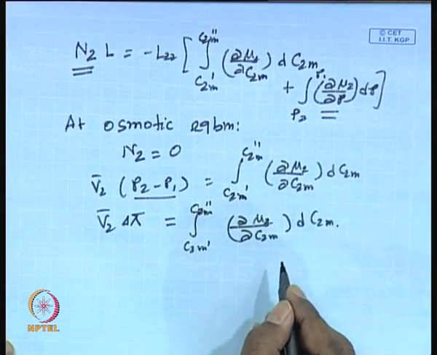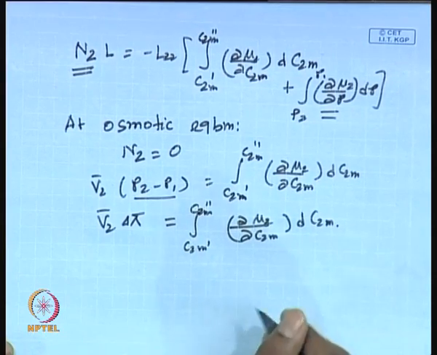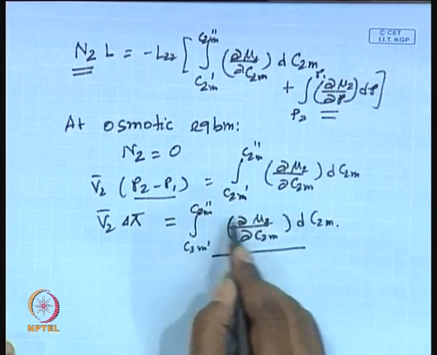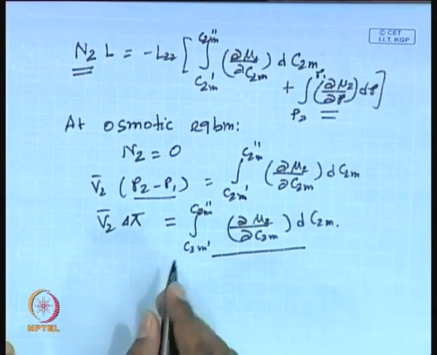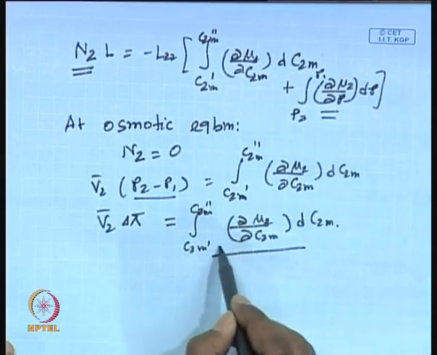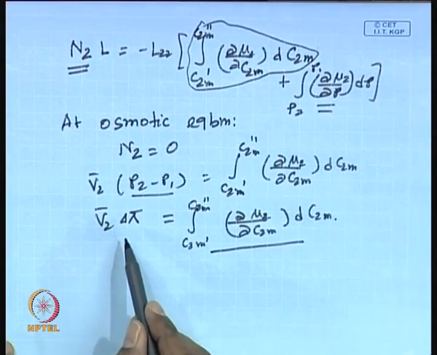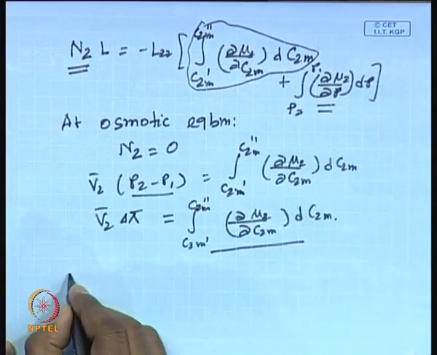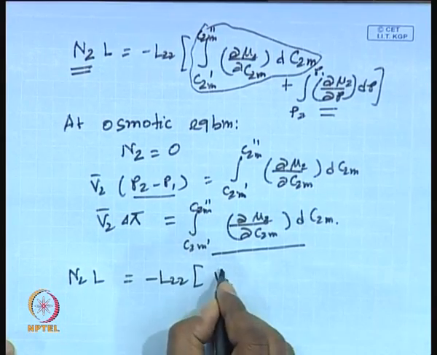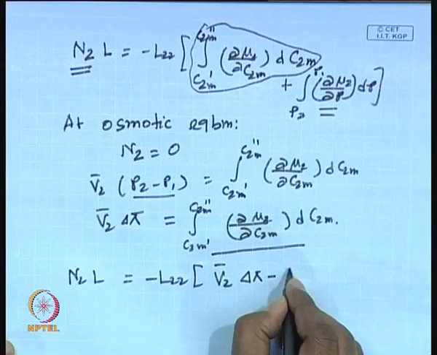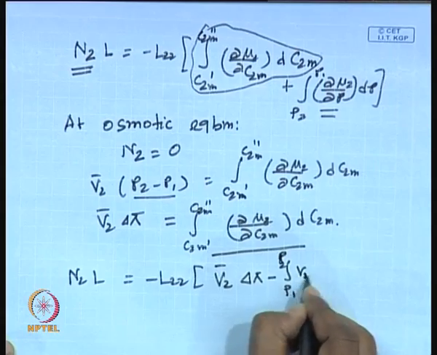So, this equation gives a closure to the above integration. Now, you can substitute the value of this quantity in the governing equation and see what you get. If you do that, I am going to substitute the whole term, this equation, by V2 bar times delta pi, that gives a closure. So, N2 will be nothing but minus L22 times V2 bar times delta pi minus integration P1 to P2 V2 bar dP.